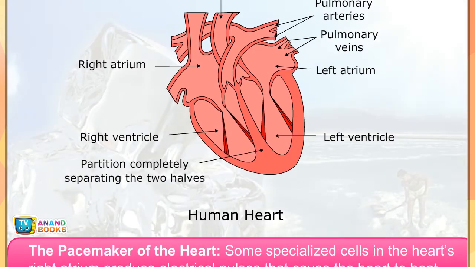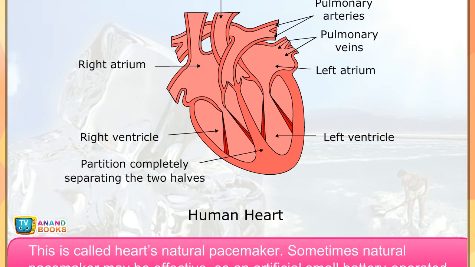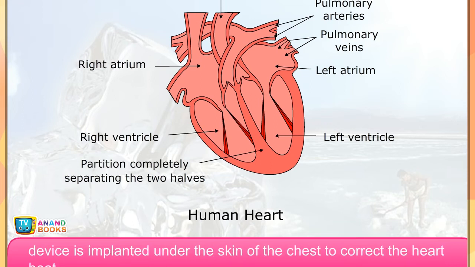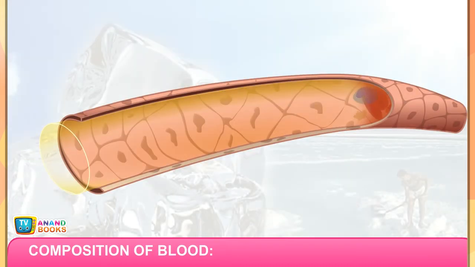The pacemaker of the heart. Some specialized cells in the heart's right atrium produce electrical pulses that cause the heart to beat. This is called the heart's natural pacemaker. Sometimes natural pacemakers may be ineffective, so an artificial small battery-operated device is implanted under the skin of the chest to correct the heartbeat.